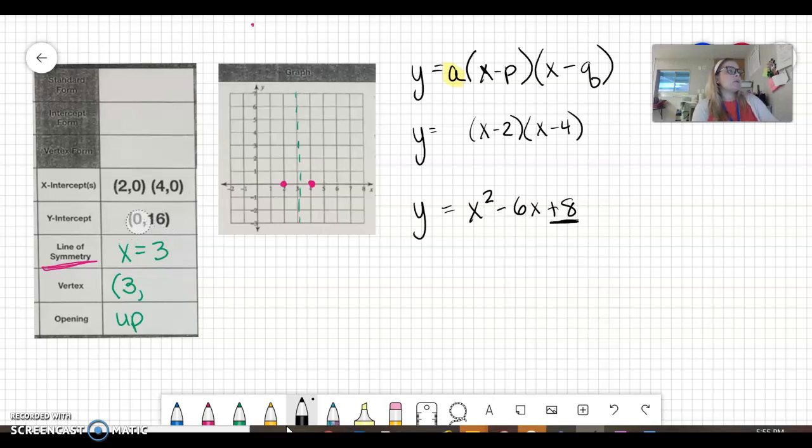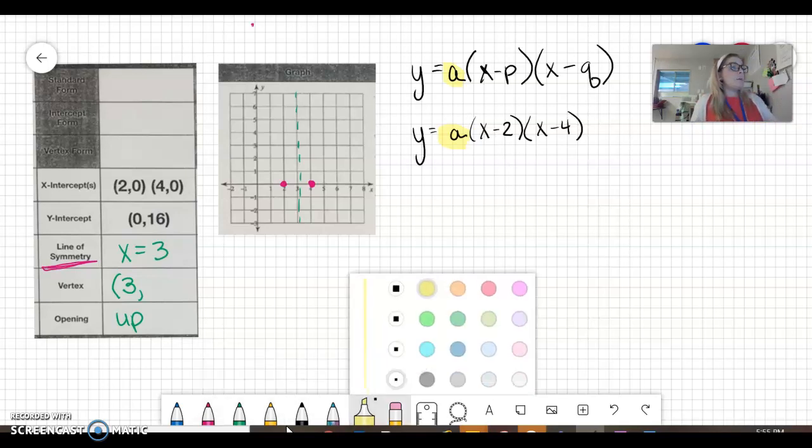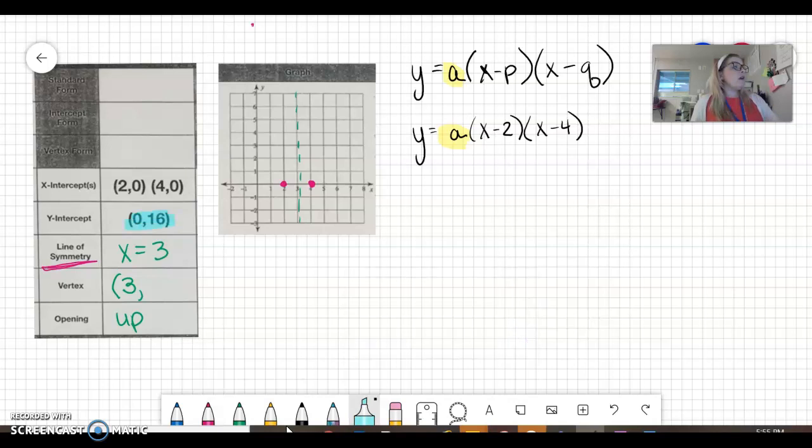So let's take a look at how I would find that. Well, you do exactly what we know here. We're not sure if there's an a value. We never want to assume it's a 1. We're going to plug in information that we know. Well, what information do I know? Let me highlight this in blue: I know my y-intercept. I know an x value and a y value. So I can replace the x and the y so that I can solve for a.